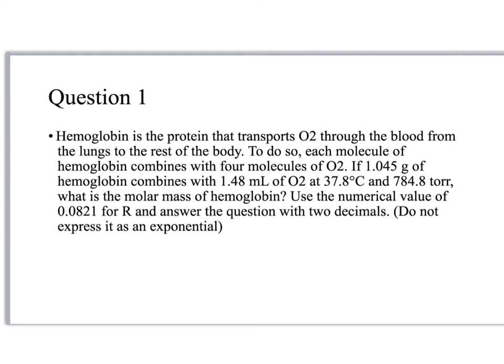Here's a problem to figure out the molar mass of hemoglobin, and we are using the ideal gas law to do so. By definition, the molar mass of hemoglobin is equal to the mass of hemoglobin divided by the moles of hemoglobin. Now, if I look at the problem, the mass of hemoglobin is directly given. But what is not given is the moles of hemoglobin, so we need to figure that out. How do I do this?